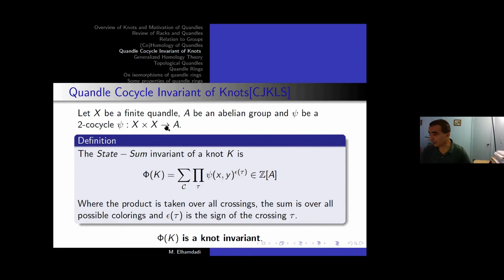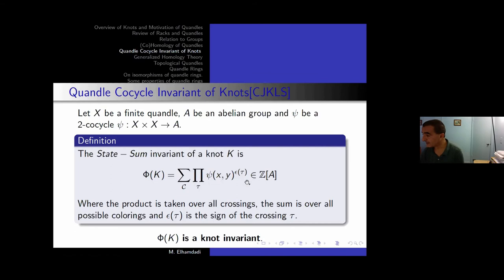Pick your abelian group A. Then you have your knot diagram. You fix the coloring of the knot diagram, and then you take the Boltzmann weight C of x, y. If it's a positive crossing, it's just plus, if it's a negative crossing, it's minus one. Then for a given coloring, you multiply all those elements in the group. I'm using the multiplicative notation. And then you sum over all possible colorings, and the output belongs in the ring Z[A]. And they proved that this is an invariant.